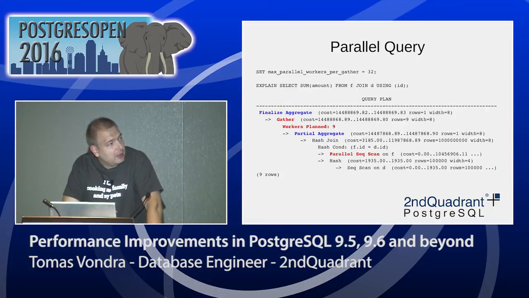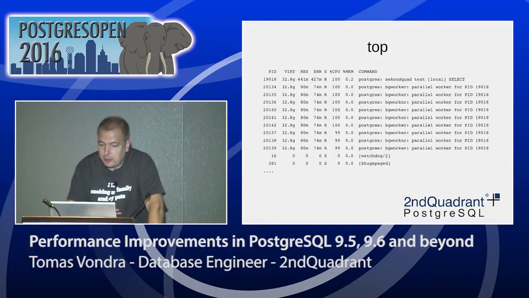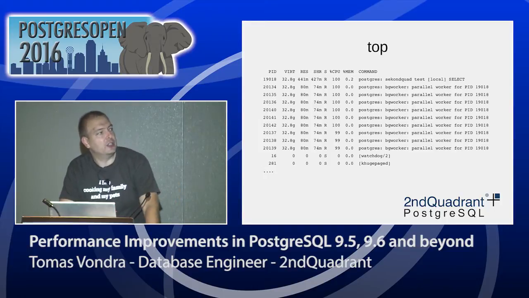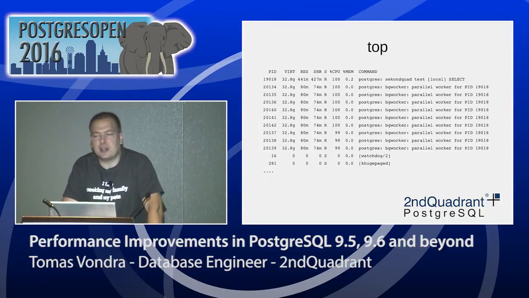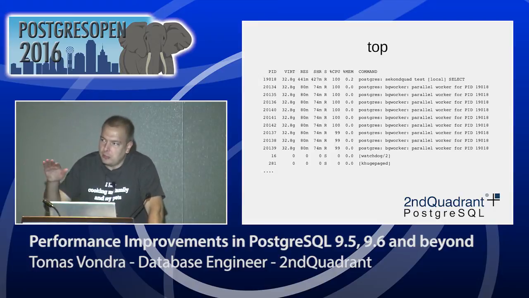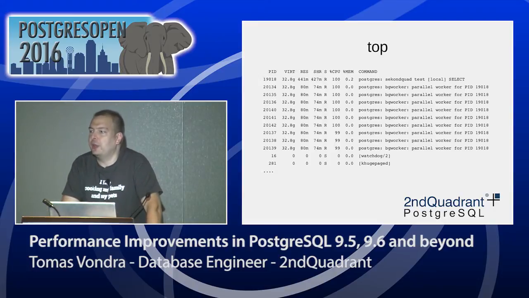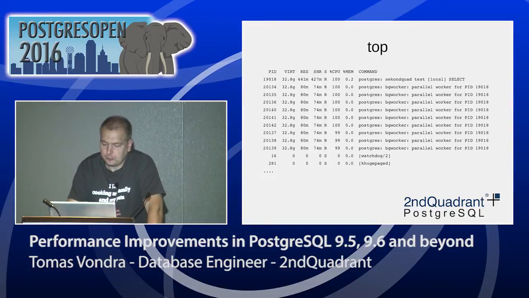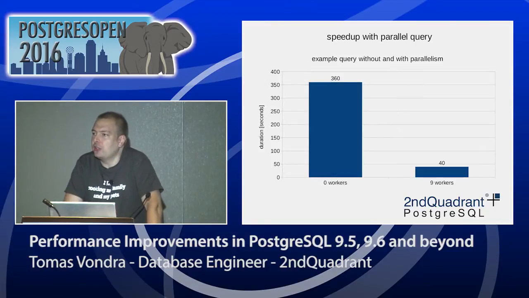And how this actually works, well, if you run top on the machine, you will see something like this. So there is one process, which is the backend process running the query, and multiple independent processes attached to that, which are the worker processes. And you can see that from the top output. It's fairly clear. So in this case, it ended up using 9 processes.